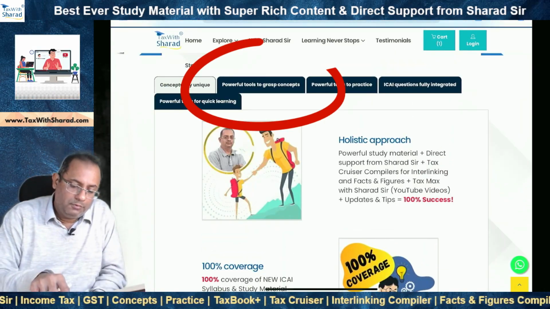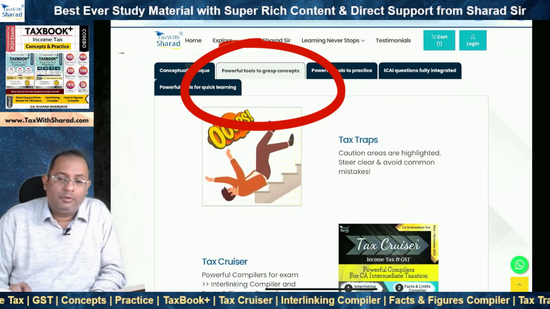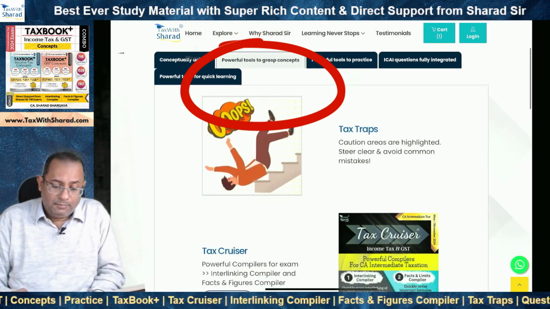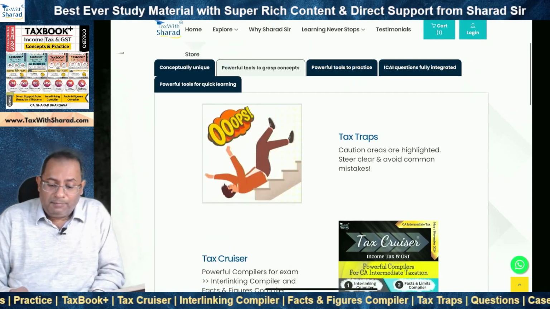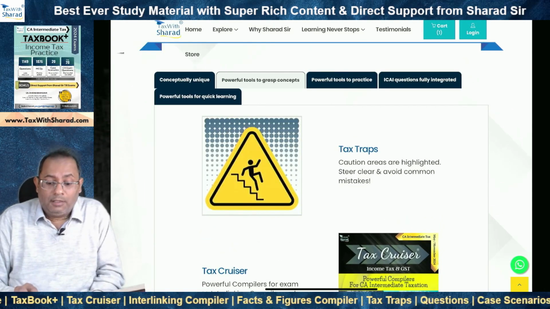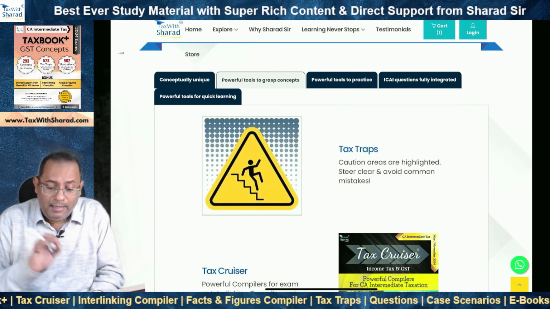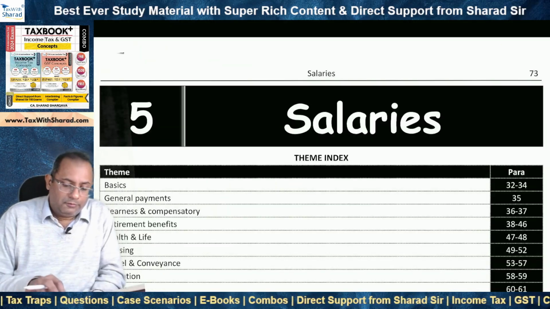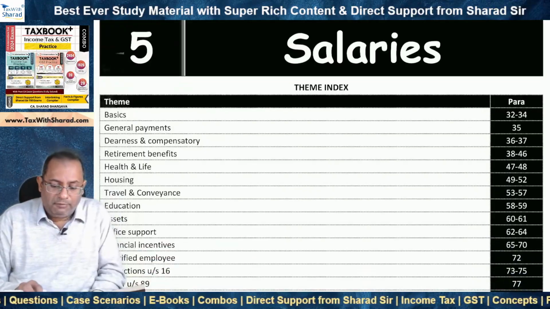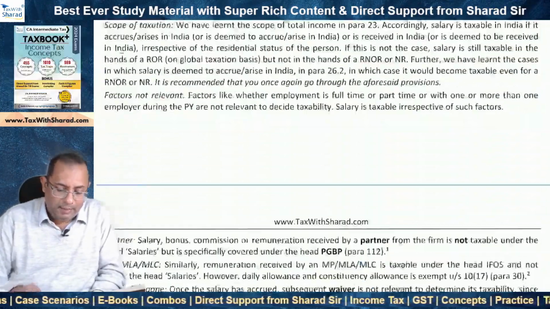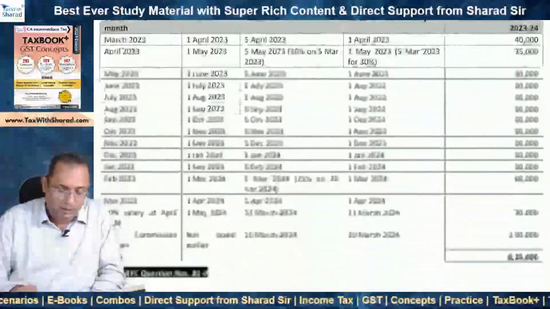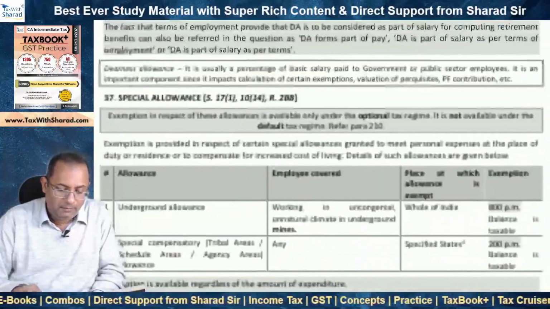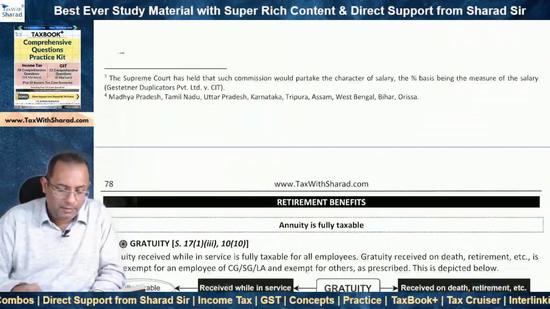Now let's move to powerful tools to grasp concepts. On top is tax traps. So as I said, tax traps are caution areas, and these have been highlighted so that you steer clear and avoid common mistakes. So for example, we look at chapter 5 on salaries and tax traps, and you can see these tax traps which have been highlighted in gray.